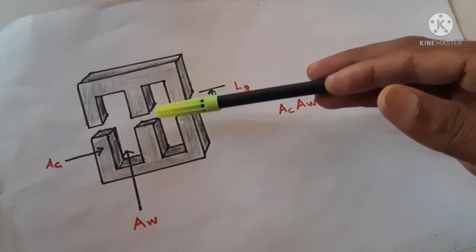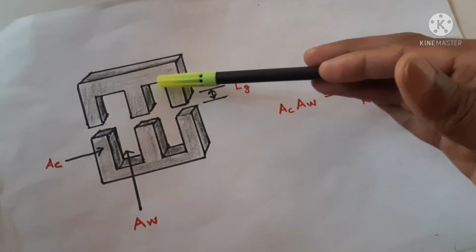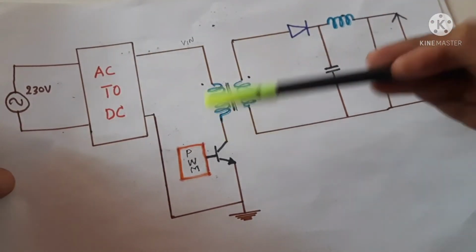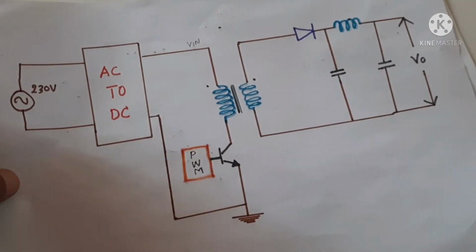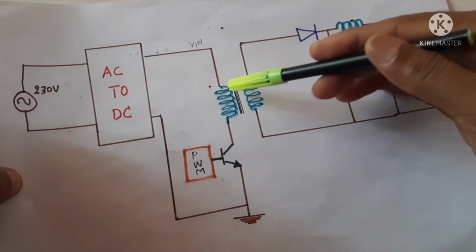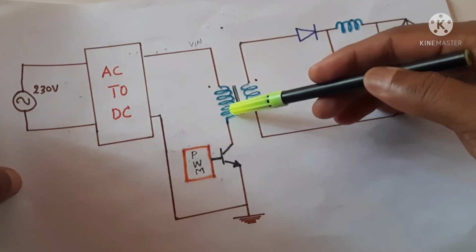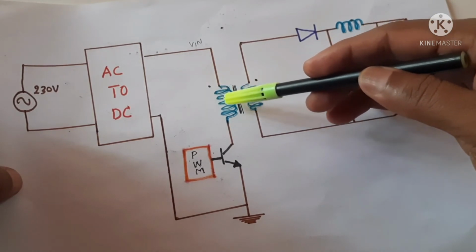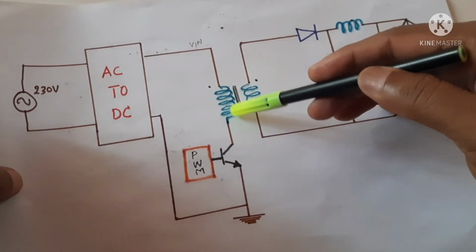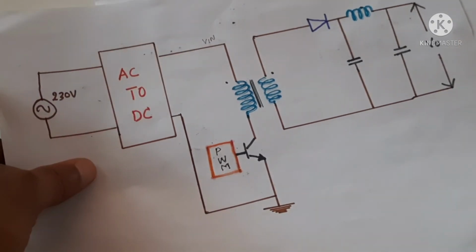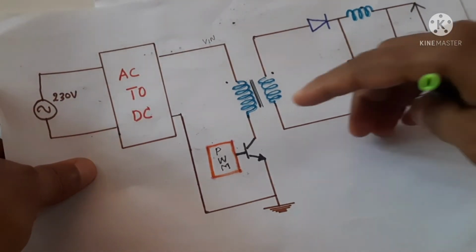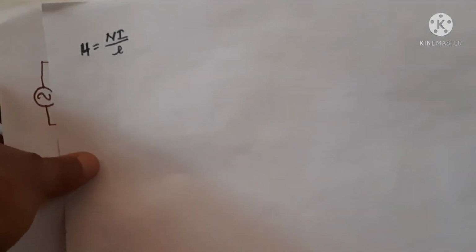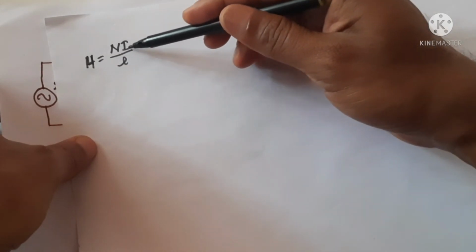If the voltage is high, more current flows through this, then more flux will be generated. So one chance is to increase the voltage. At that time we have to increase the area of the core. If we reduce the number of turns, then the inductance will reduce. But as the number of turns reduces, the MMF will reduce. How? In order to pass more current through this coil, if we reduce the number of turns, the inductance will reduce. H is equal to N into I by L.